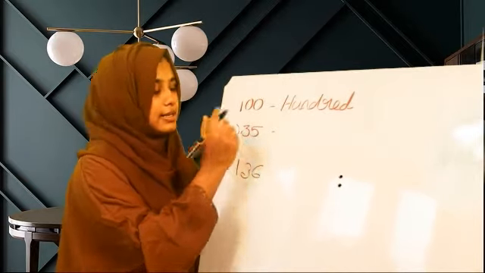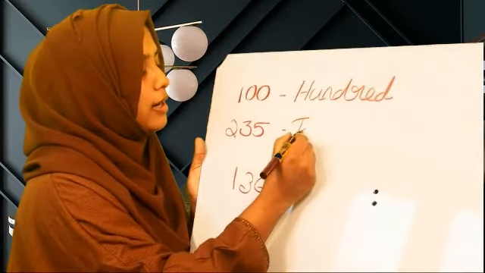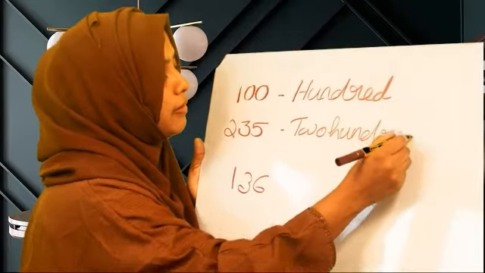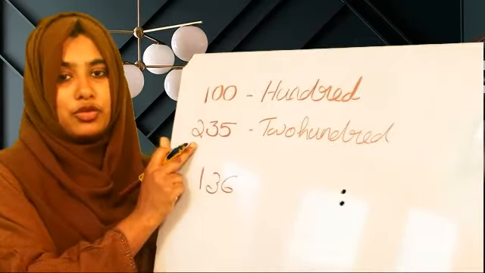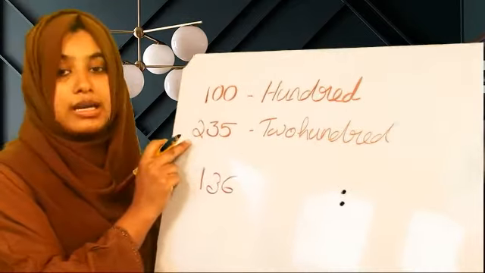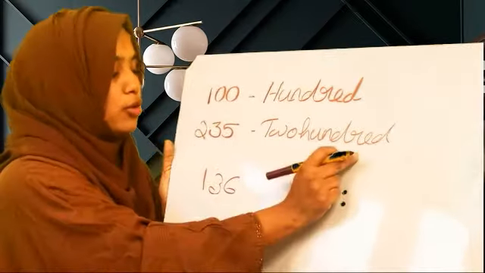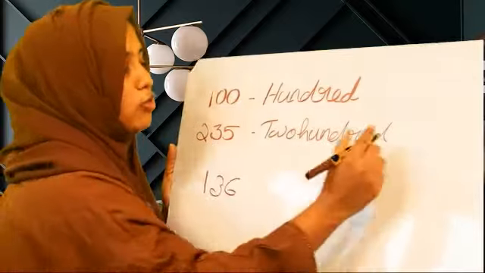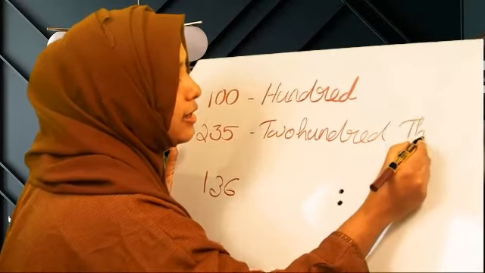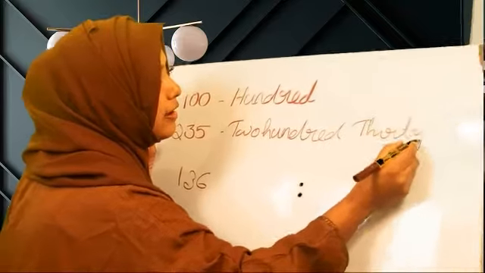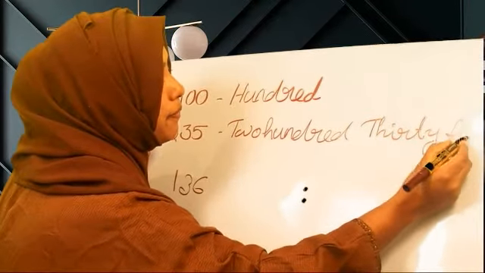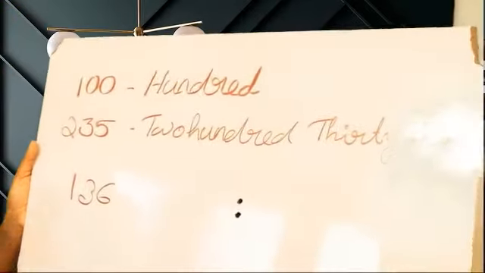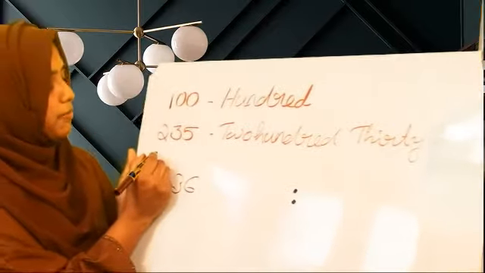Ones, tens, hundreds. In this way we can write 200. Here the place value of 2 is in the hundreds place, so we say 200. Then tens 3 and 5: 35. So we write 235. Okay, next we check another number.